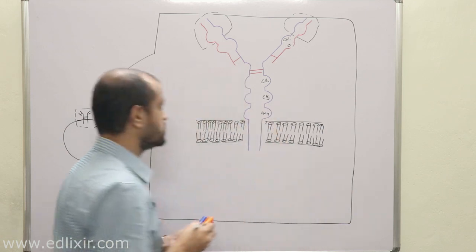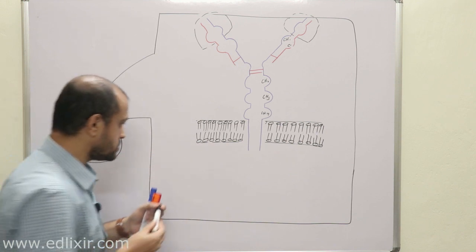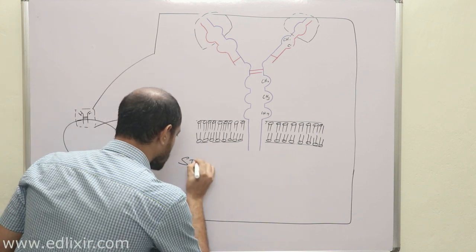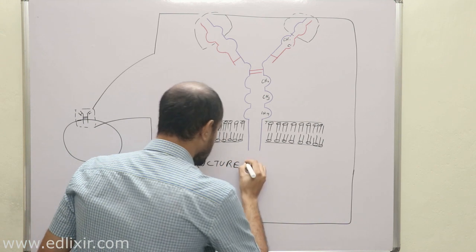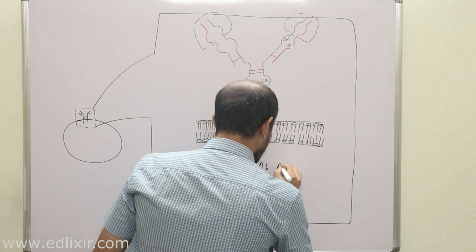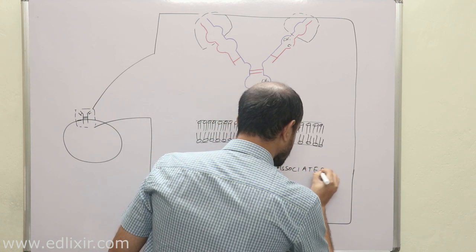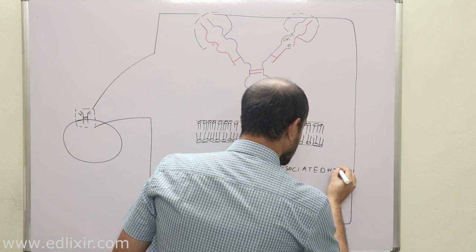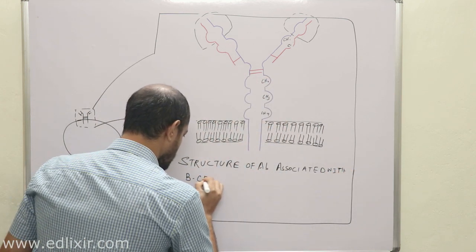Same goes for this particular section. So this is the structure of antibodies associated with the B cell membrane.